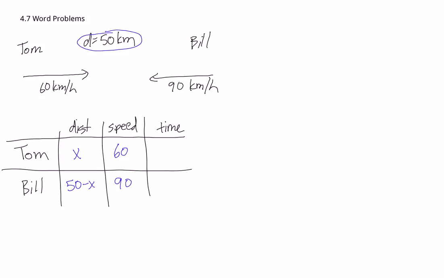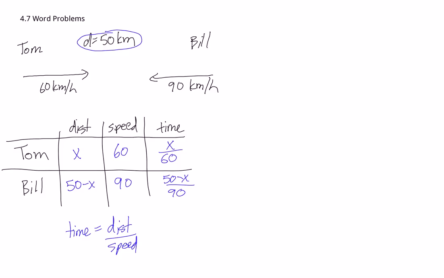And the last one, the time, is the one that we're always going to use in our equation. The trick to do time, the formula for time is distance divided by speed. So we just write the two columns together. So you'd have x over 60 for time for that guy, and 50 minus x over 90 for time for that one.